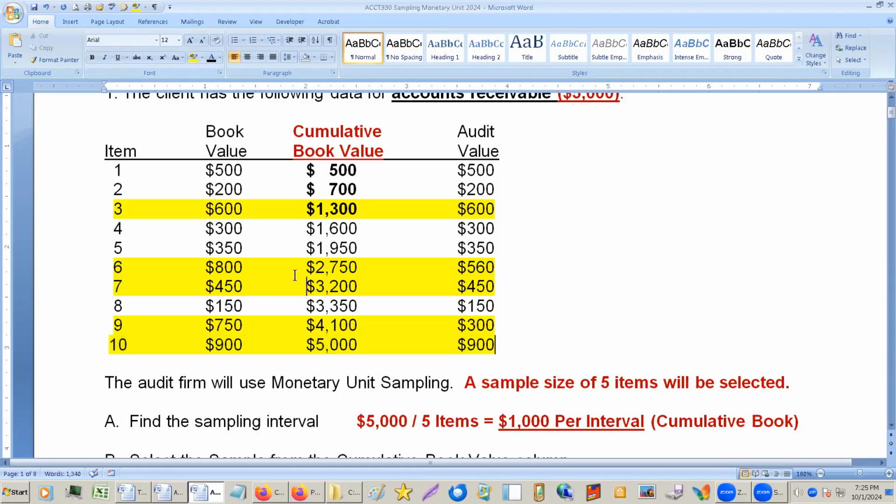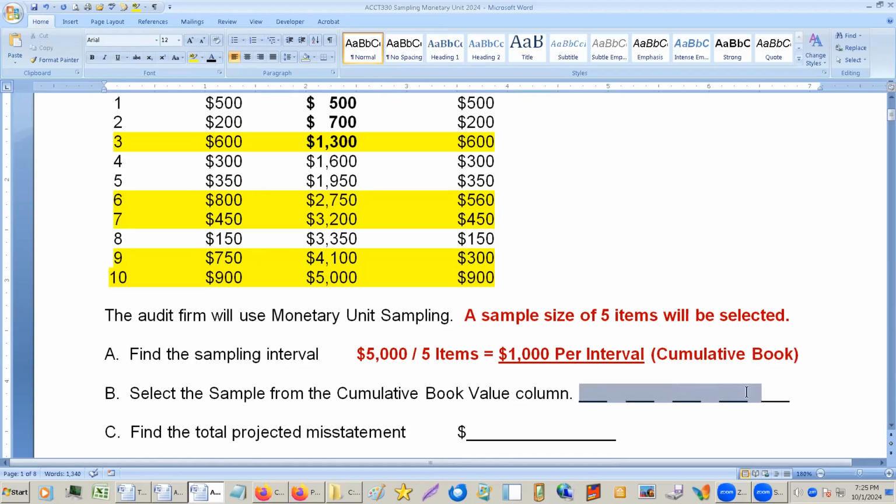Okay, so these are the 5 items we're going to pick. 3, 3, 6. Wait, that's not 5. Yeah, it is. 3, 6, 7, 9, 10.